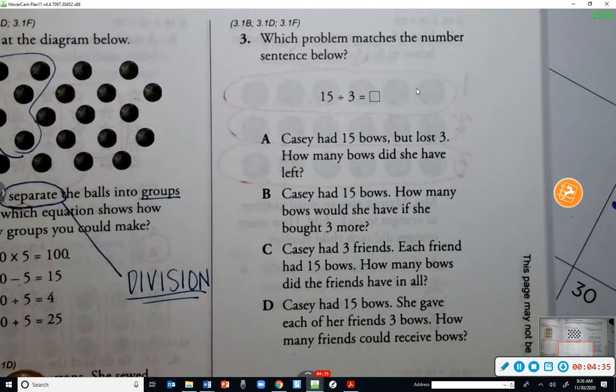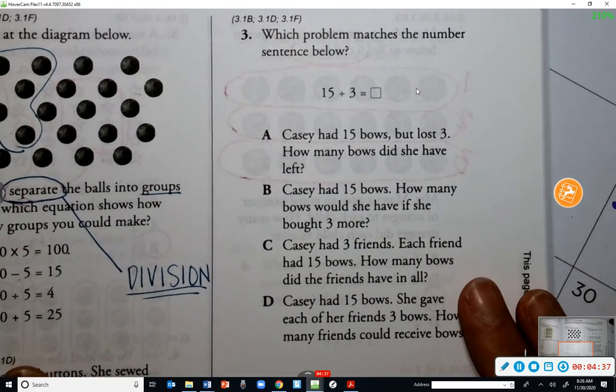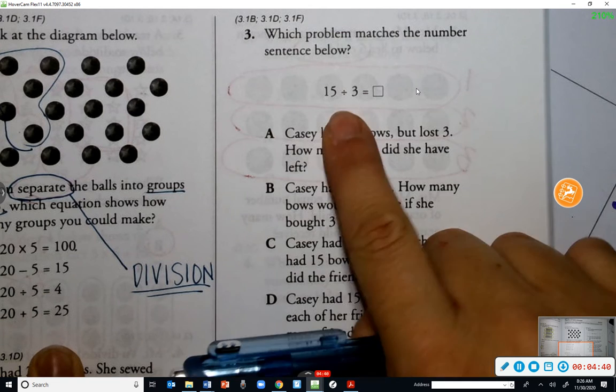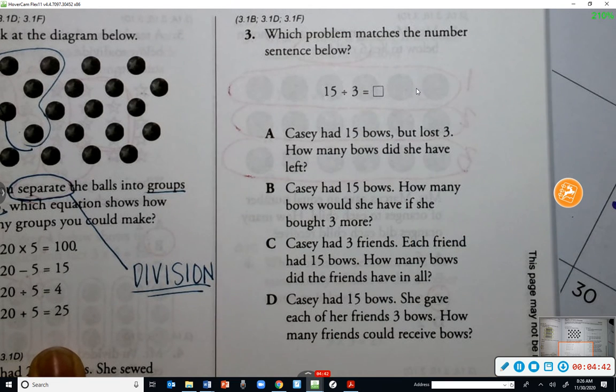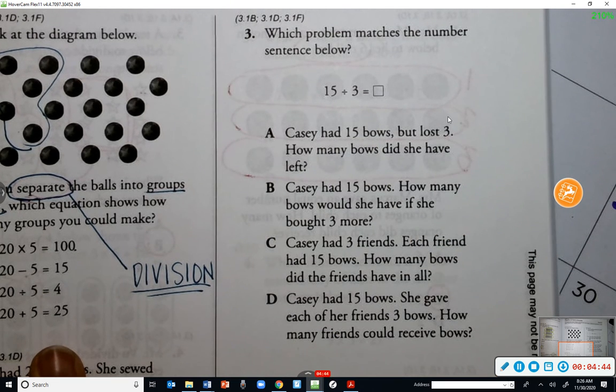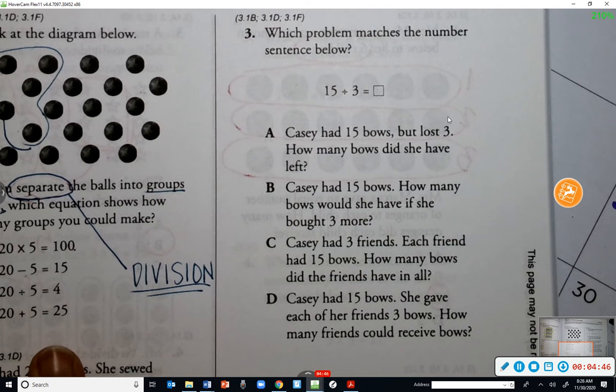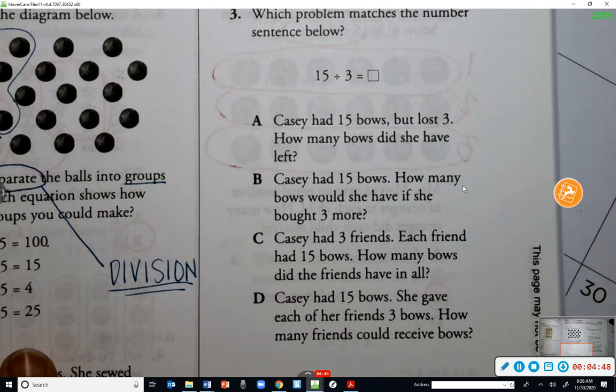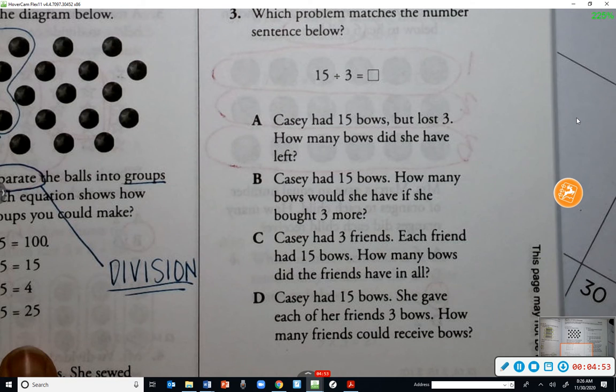Okay, number 3, which problem matches the number sentence below? And this is a division problem. 15 divided by 3 equals, and we don't know, but we could figure it out. First, what we're going to do is read each answer choice and see which one sounds like a division problem.